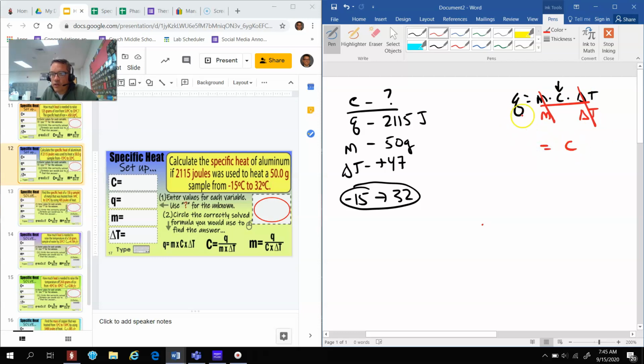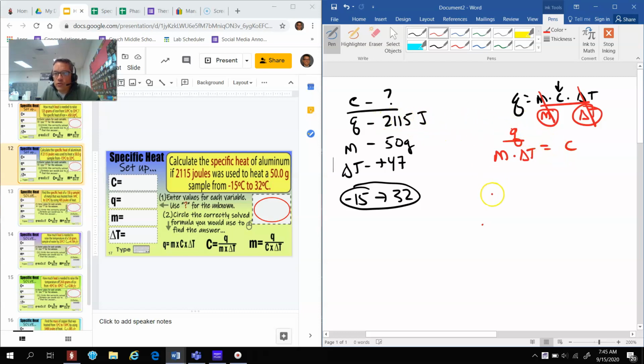But remember, if we divide by M and delta T on the right side, we then have to divide by M and delta T on the left side. And so all that we've really done is just rearranged some of the letters in our terms to be able to get C by itself instead of having Q by itself. So these two formulas mean the same thing. They're equivalent. This just makes it a little easier for us to work with.